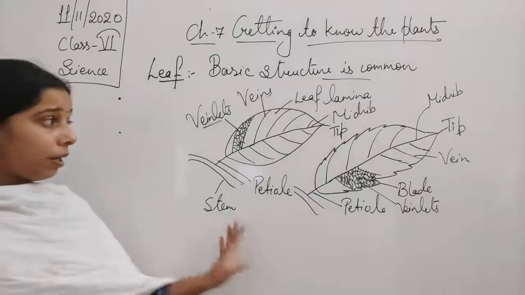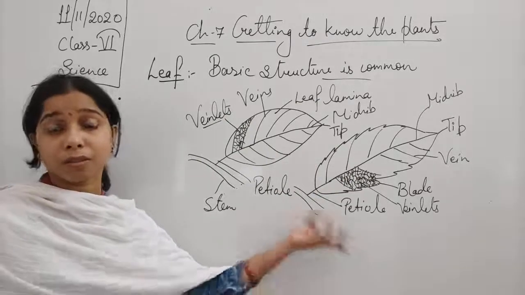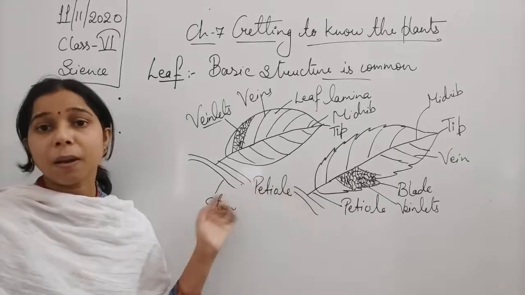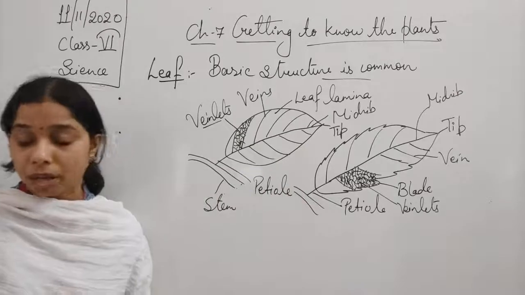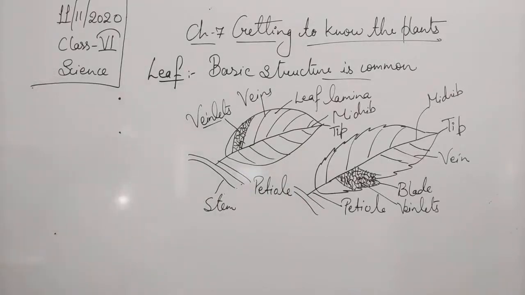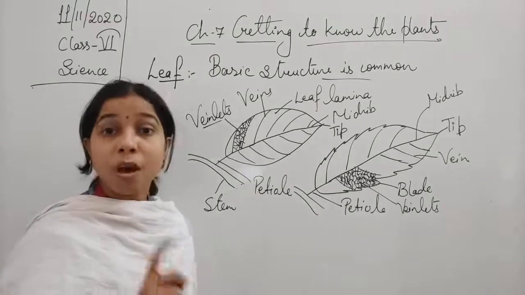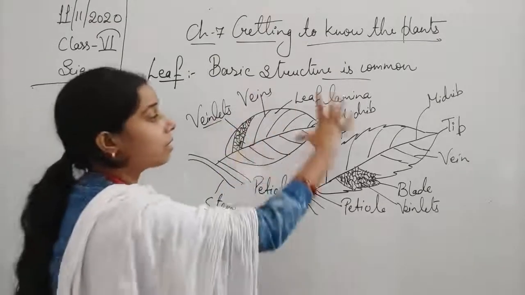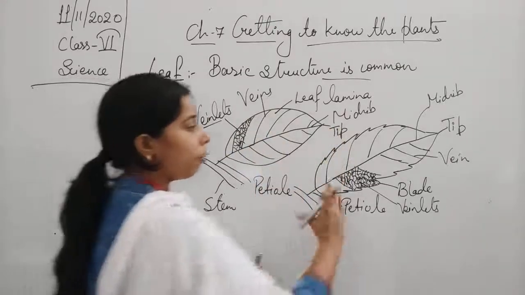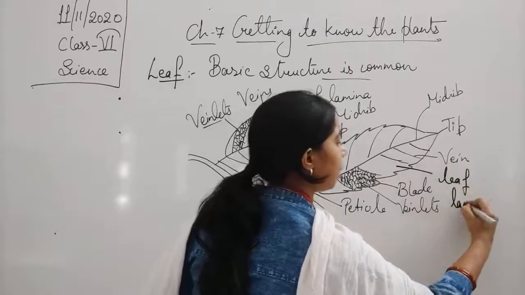So either their size varies or the structure varies, but the basic structure is common. So what are you seeing? That basically this leaf consists of two main parts. One is the petiole and the other is the leaf lamina. This whole portion, students, is known as the leaf lamina.